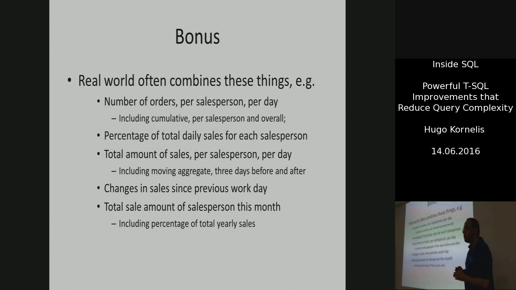Now here is where reality kicks in. These were all very simple examples. In reality, you will get a requirement such as: give me a report that gives me the number of orders with a cumulative and per salesperson and overall. We want to show a percentage, we want to add a running total, it has to support paging, we need to see the changes. All these things I showed, running totals, moving averages, difference with the previous row, are often combined on a report. And that's when our life really starts to get very complicated.